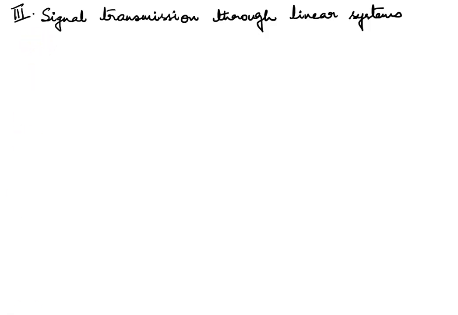So let us start with signal transmission through linear systems. Initially, let us understand how we represent a continuous system with the help of a differential equation. Consider the given system S to be a continuous time system where input is given as x of t and output is y of t.